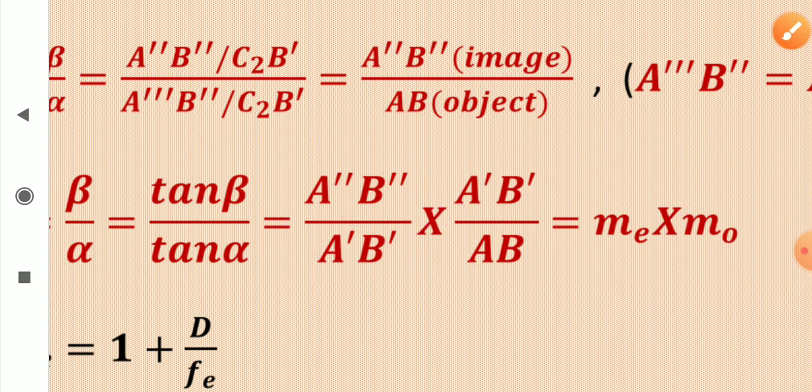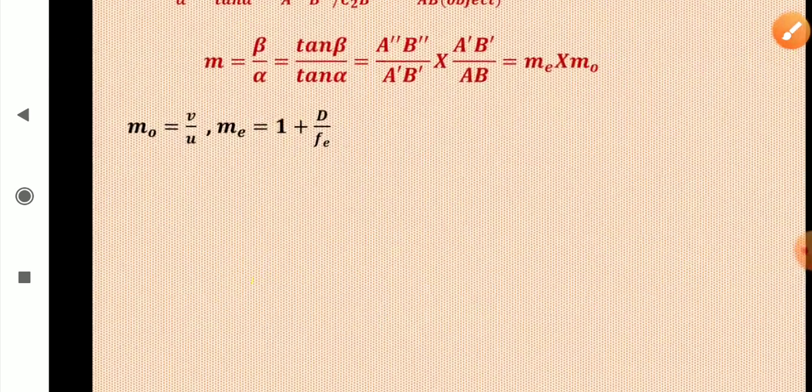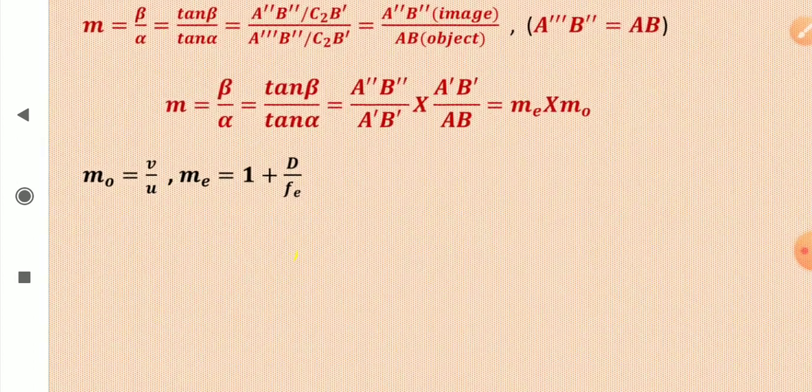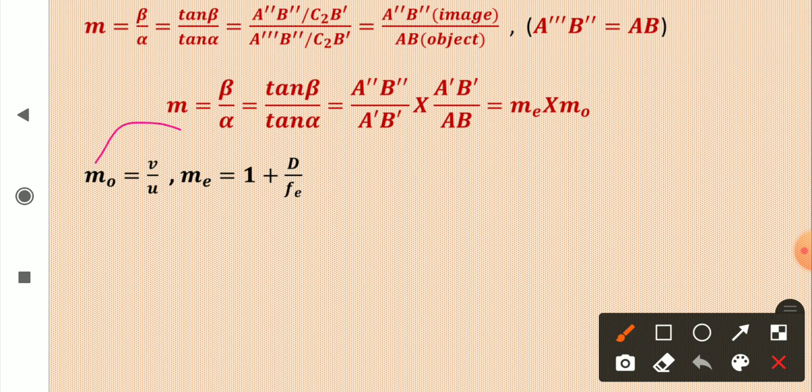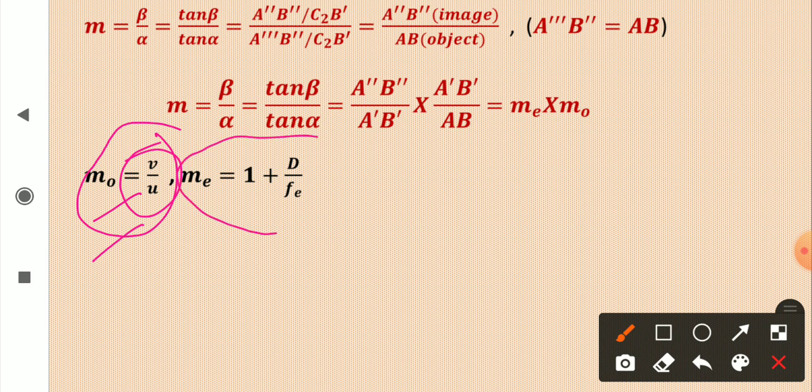And if you look at the magnification of objective lens, so for objective lens magnification is V upon U. You are familiar with this relation. And for eyepiece we have just done this relation. Eyepiece is like a simple microscope and image is formed at least distance of distinct vision. So magnification for eyepiece is 1 plus D upon FE.